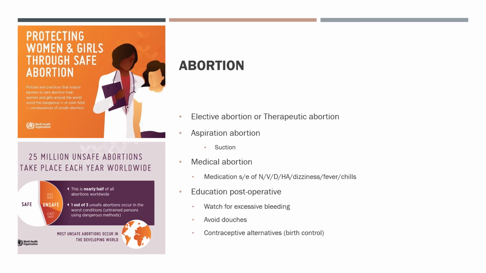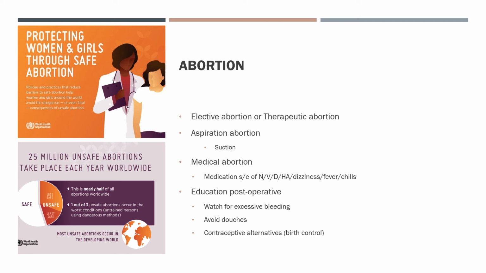Okay, the last thing we're going to talk about is abortions. Now, there are many unsafe abortions that occur in the world. Nearly half of all abortions worldwide are unsafe abortions. One out of three unsafe abortions occur in the worst conditions with untrained persons and using dangerous methods. So there is a big push by the World Health Organization in promoting safe abortions.